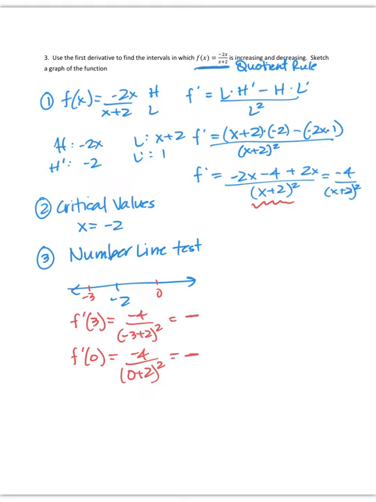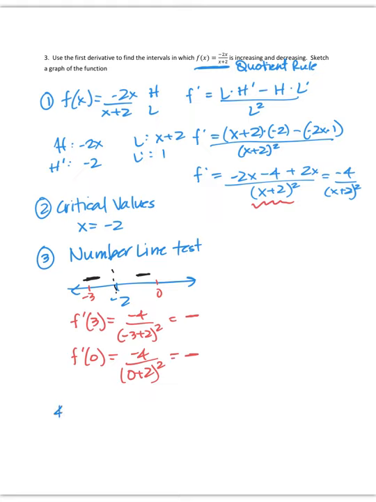So it's kind of like, well, they're both negative. What's going to happen with this one? So the left-hand side of the negative 2 is negative. The right-hand side of that critical value of negative 2 is also negative. So what might that graph look like?